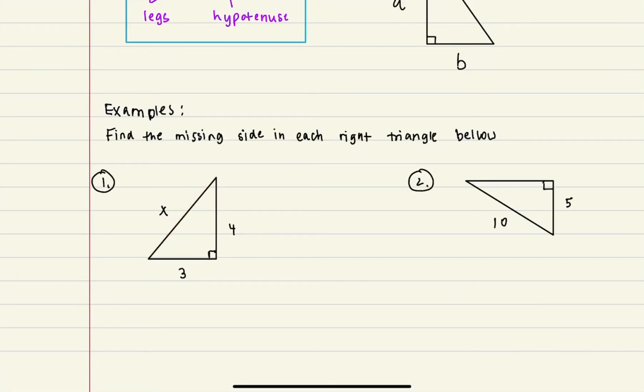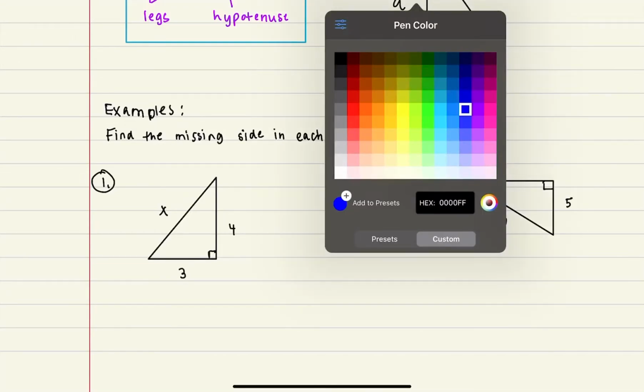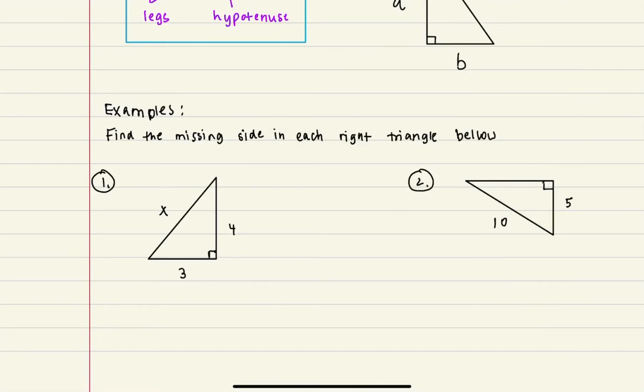So to solve these problems, we're always going to start with the Pythagorean theorem formula. So I'm going to write a squared plus b squared equals c squared. And then we're going to substitute what we know. So a and b, that's 3 and 4. It doesn't matter what the order is. So I'm going to write 3 squared plus 4 squared. c is the side we don't know, so I'm going to write x squared.